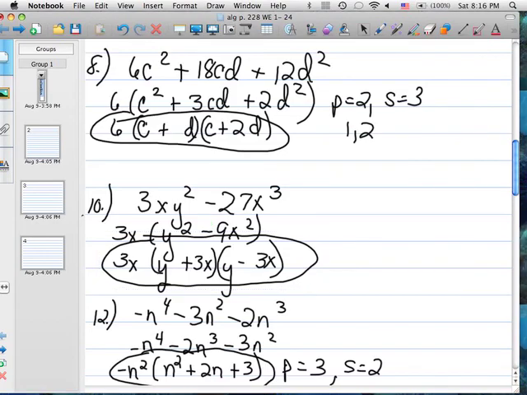That's a binomial, and it is the difference of two perfect squares. So the square root of y squared is y, put that front. And the square root of 9x squared is 3x, and that goes at the end. One of them has to be positive and the other negative. And then we bring down our 3x.